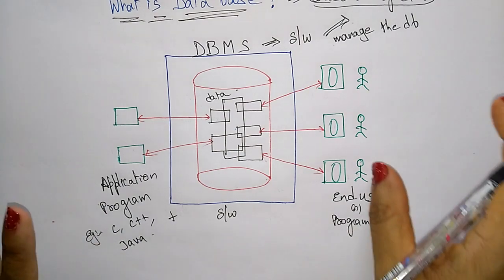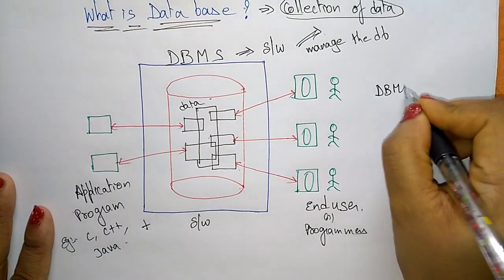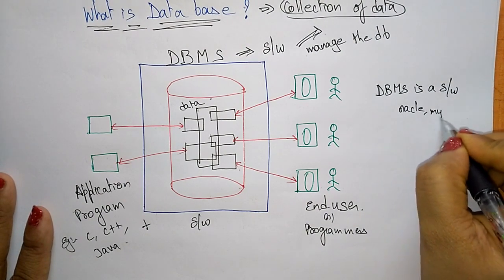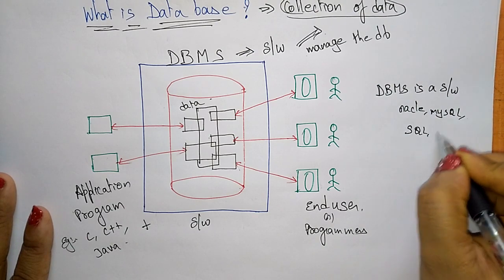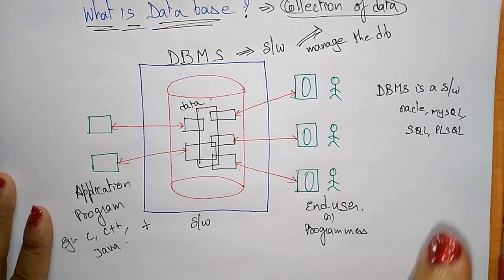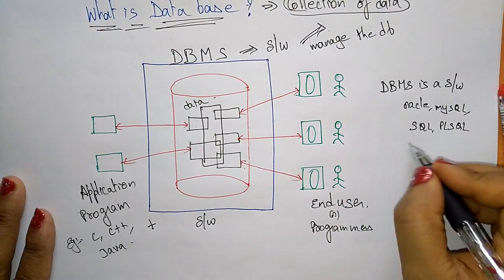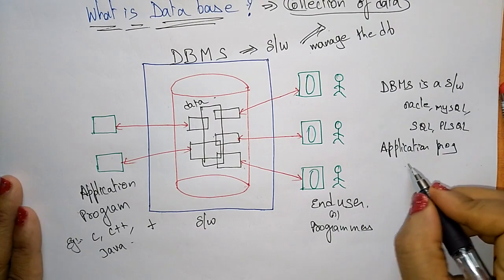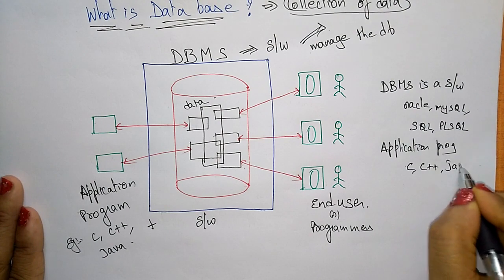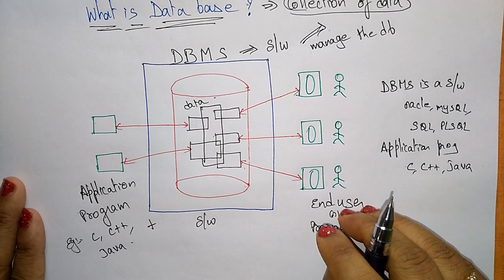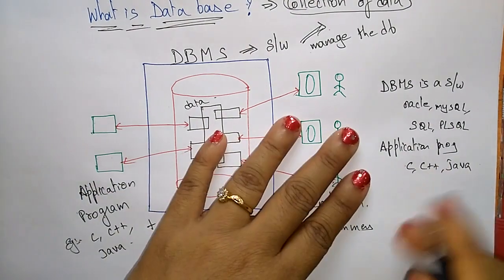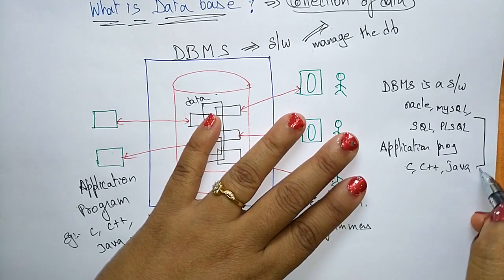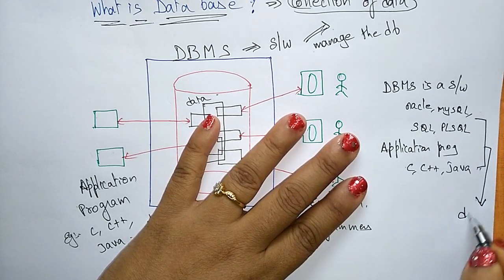Okay, so don't be confused. Actually, database management system is a software, means Oracle, MySQL, SQL, PLSQL. These are all different database management system softwares. And coming to the application program, it is nothing but C, C++, Java. These are all the application programs. With the help of these application programs and the database management system software, we are storing the data in a database.